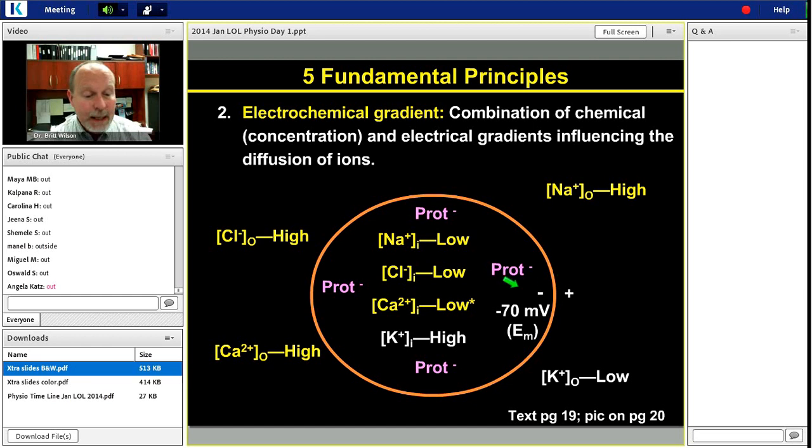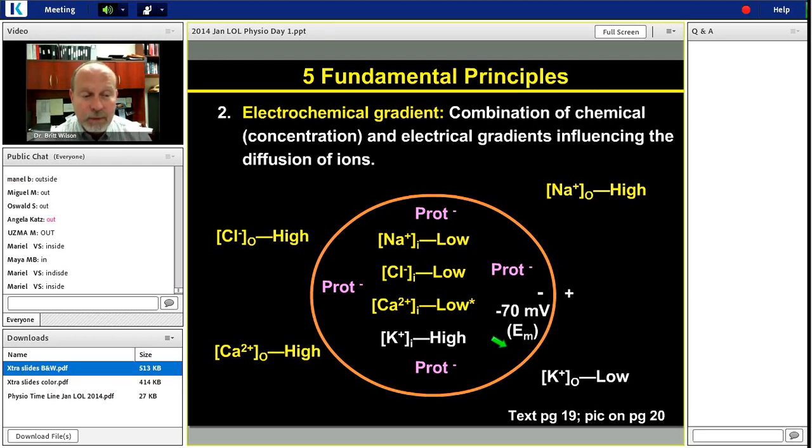Calcium, positive, wants to go in. Potassium, positive charge, wants to go in. So we have electrical forces and we have chemical forces. We call that the electrochemical gradient. So we've got in our minds the chemical gradients for these four ions, and we just remember electrostatic charges: opposites attract. That's the foundation. Seriously, it'll be basically that easy. Watch, we'll work with it.